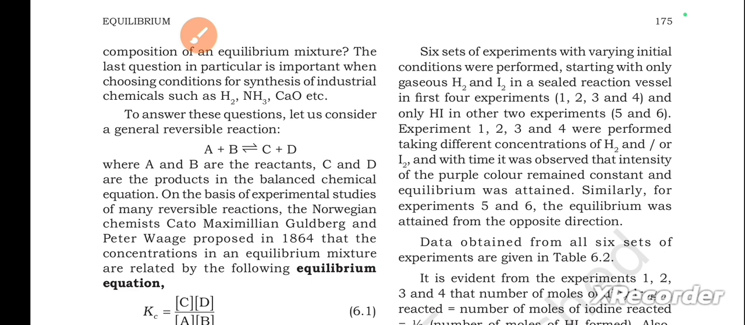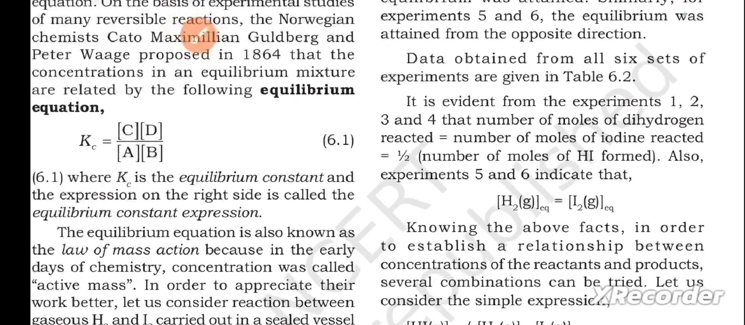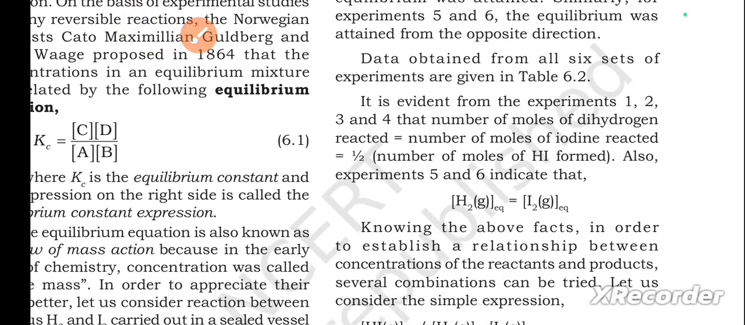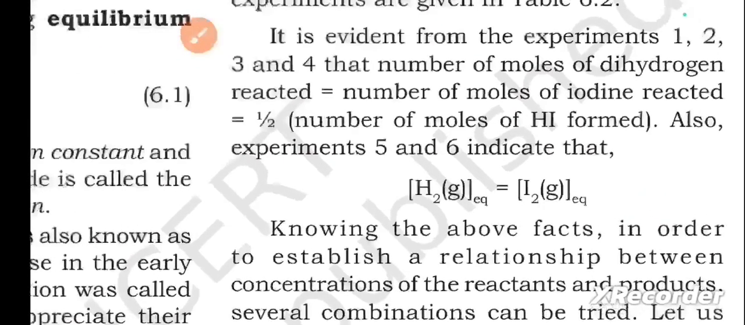Experiments 1, 2, 3 and 4 were performed taking different concentrations of H2 and or I2, and with time it was observed that the intensity of the purple color remained constant and the equilibrium was attained. Similarly, for experiments 5 and 6, the equilibrium was attained from the opposite direction. Data obtained from all 6 sets of experiments are given in table 6.2. It is evident from experiments 1, 2, 3 and 4 that the number of moles of dihydrogen reacted equals the number of moles of iodine reacted, which equals 1 by 2 the number of moles of HI formed. Also, experiments 5 and 6 indicate that this is the one.